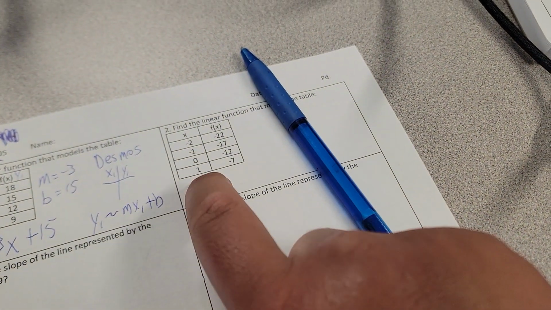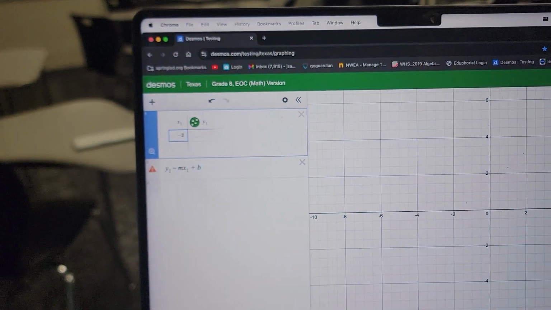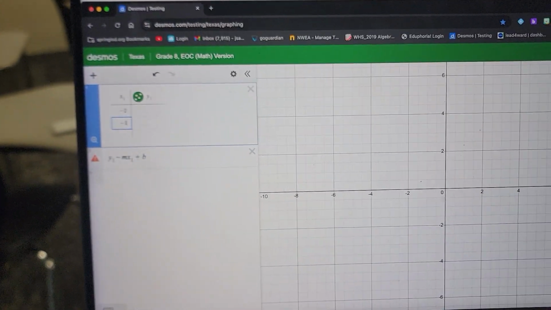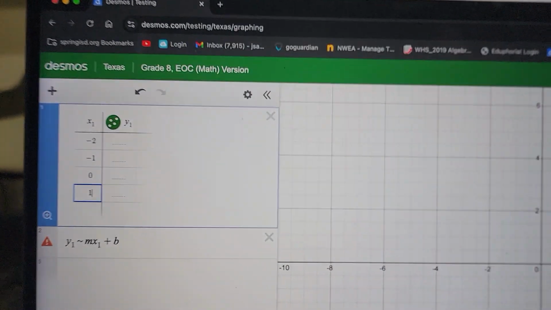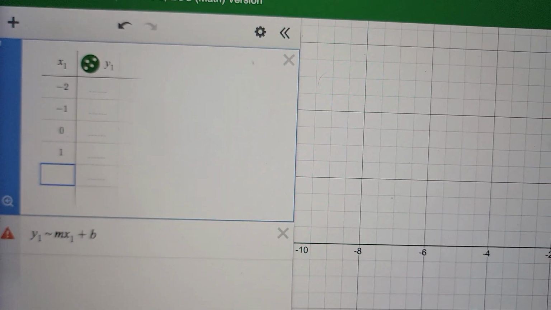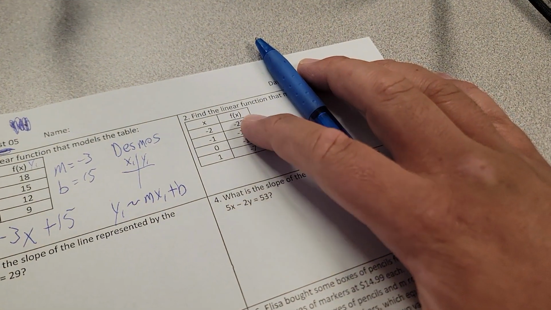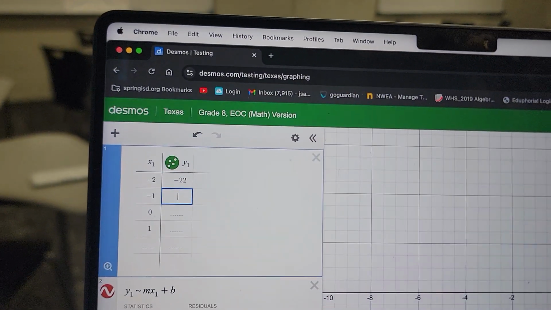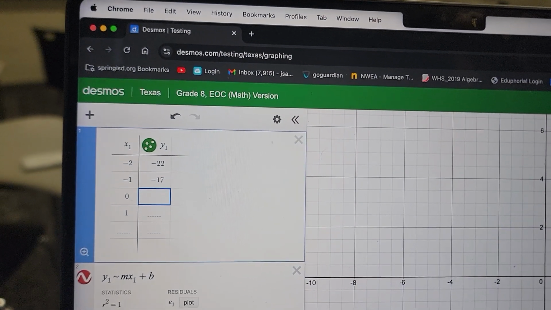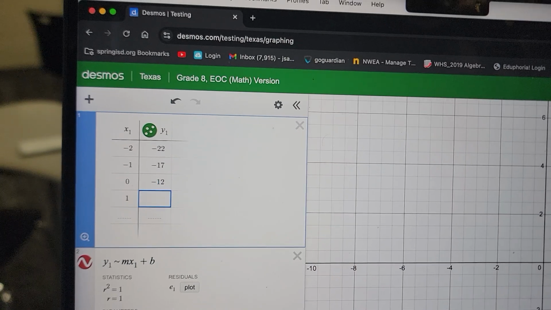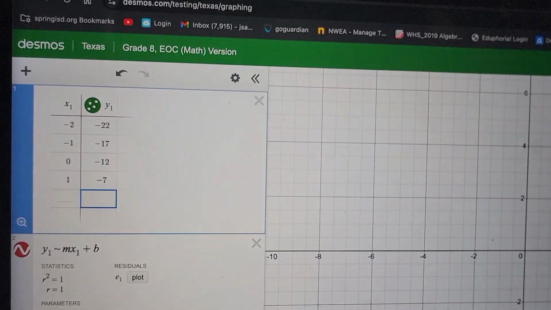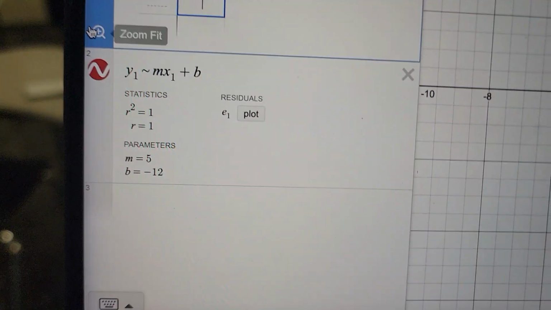Okay? So let's type in number 2. So -2, -1, 0, 1. -2, enter. -1, enter. 0, enter. 1, enter. Oops, don't need that. Okay. And then over here, type in this part that says f of x. Right, it's still just the y part. So -22, enter. -17, enter. -12, enter. -7, enter. All right, so now my m is +5 and my b is -12.